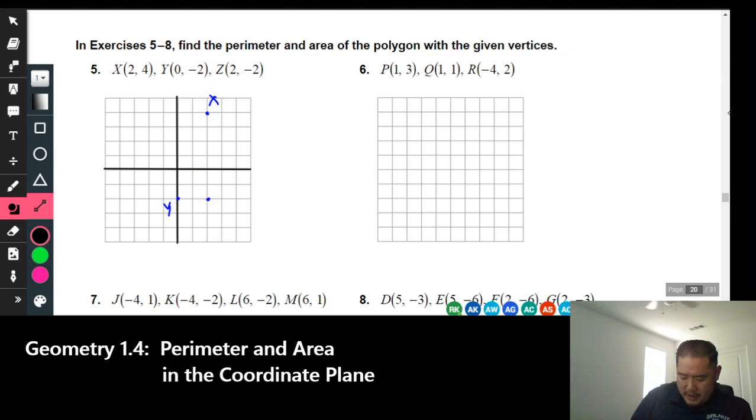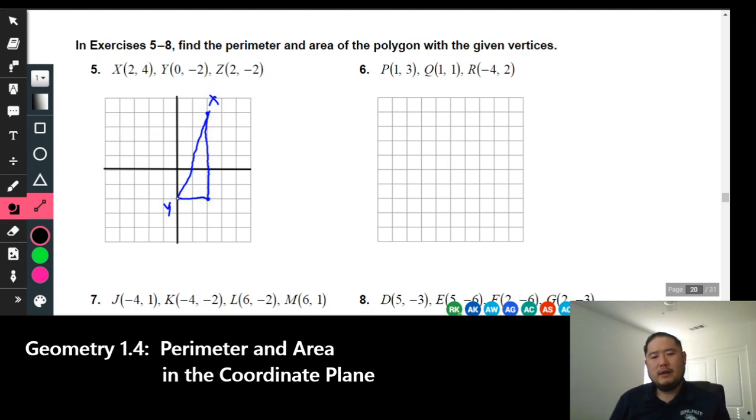If I connect the points, or the vertices, together, we have ourselves a right triangle. Now, 2 out of the 3 sides we can figure out pretty easily because they are horizontal and vertical lines. If the lines are vertical and horizontal, then you can just easily count those out. So I know that the distance from y to z is 2. The distance from x to z, we can count that out: 1, 2, 3, 4, 5, 6.